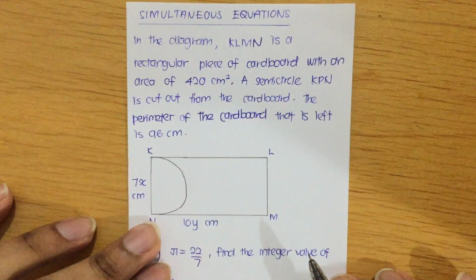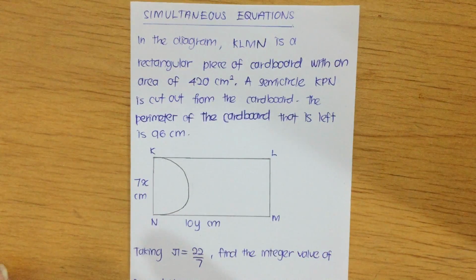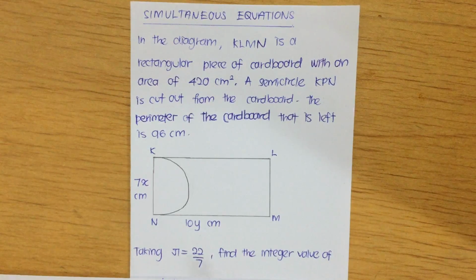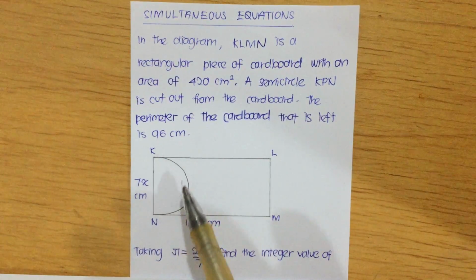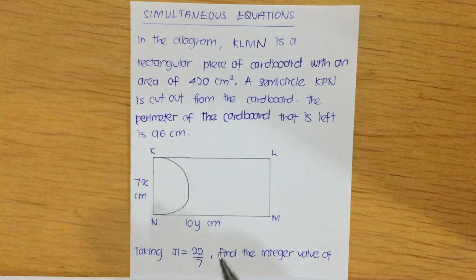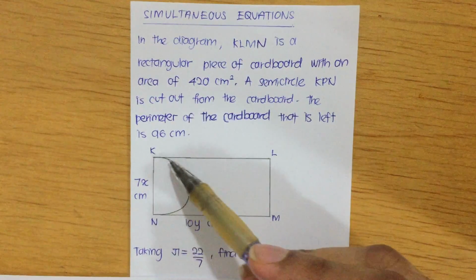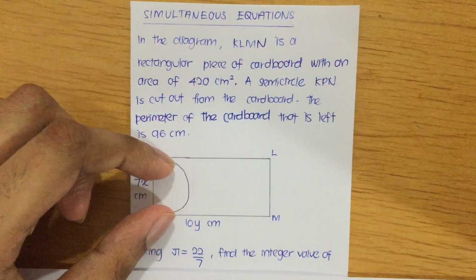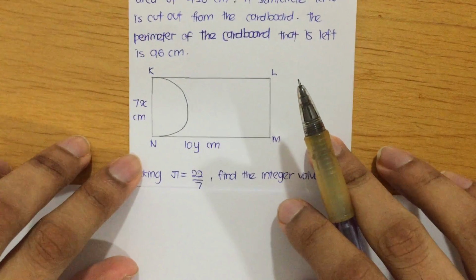Okay, in the question they've already given us our first hint: the area is 420 cm². This is a rectangular piece guys, so that will be our first hint. And then the second hint is the perimeter of the cardboard, which is when the semicircle is removed. So our perimeter we will be calculating is 10y + 7x + 10y and then the circumference of the semicircle, since our semicircle has been removed from the rectangular piece. Okay, so I'm going to show you how I solved this question.